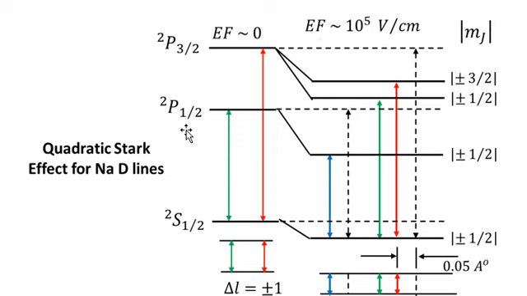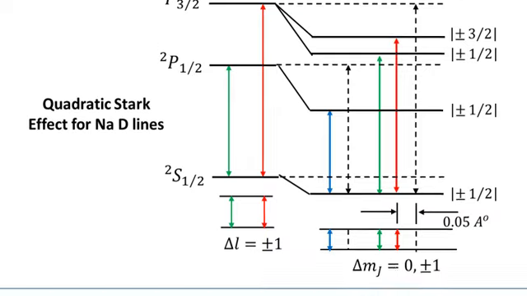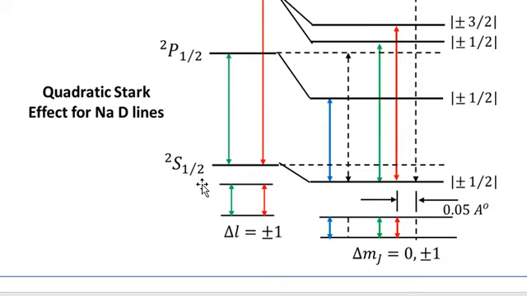Now consider the level P1/2. Under the same applied electric field, of the order of 10 to the power 5 volt per centimeter, the value of J equal to 1/2 gives mod Mj equal to plus or minus 1/2. This shifting is much larger in comparison with the shifting of the levels corresponding to P3/2. Then we consider the ground state. Under the same electric field, the ground state is also shifted, but this shift is smaller.